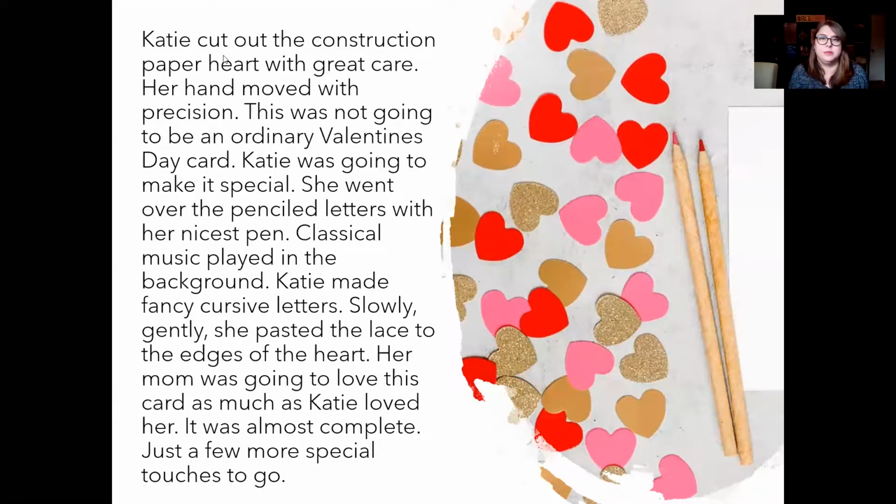Okay, so here's our next reading. Katie cut out the construction paper heart with great care. Her hand moved with precision. This was not going to be an ordinary Valentine's Day card. Katie was going to make it special. She went over the penciled letters with her nicest pen. Classical music played in the background. Katie made fancy cursive letters. Slowly, gently, she pasted the lace to the edges of the card. Her mom was going to love this card as much as Katie loved her. It was almost complete. Just a few more special touches to go.